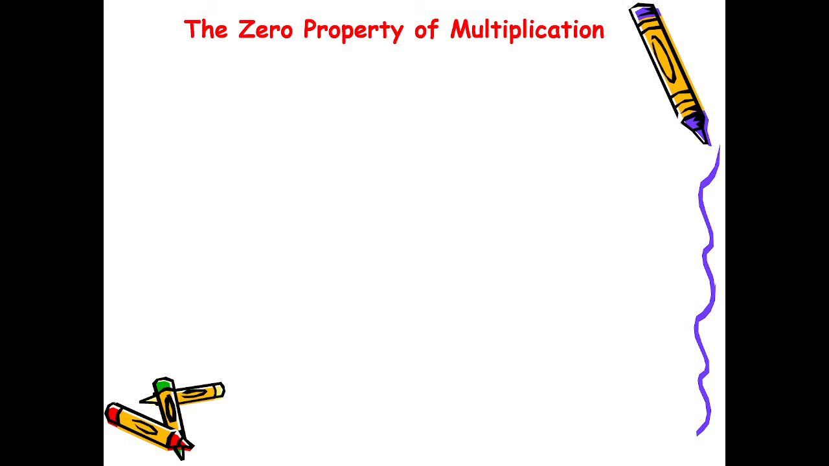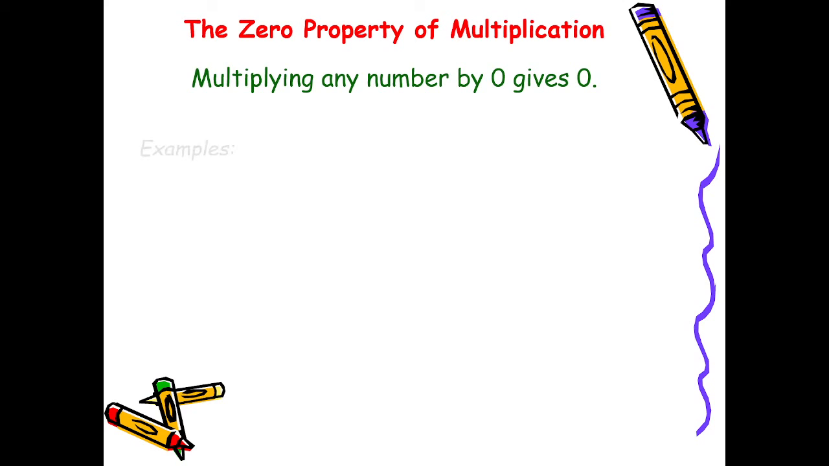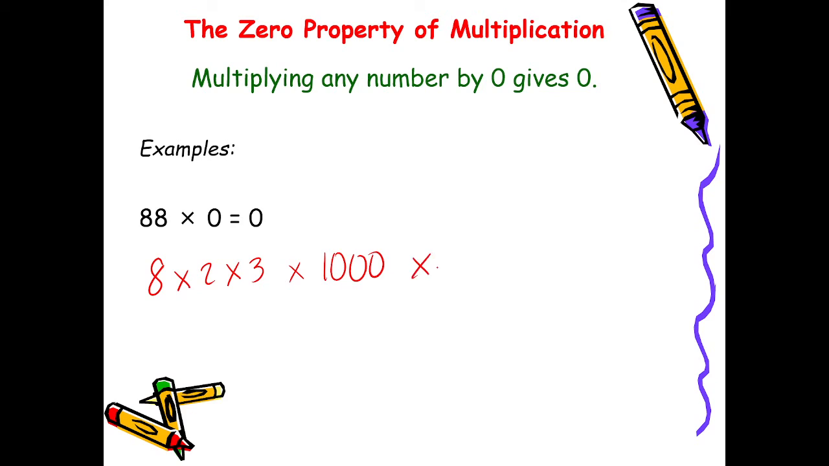Let's move on to the zero property of multiplication. Any number times 0 is how much? 0. So no matter if it is 88 times 0, or 8 times 2 times 3 times 1,000 times 3 million times 0, how much is that? 0. Automatically, that is 0. Even if you have many numbers being multiplied, that's automatically 0. That's the zero property of multiplication.